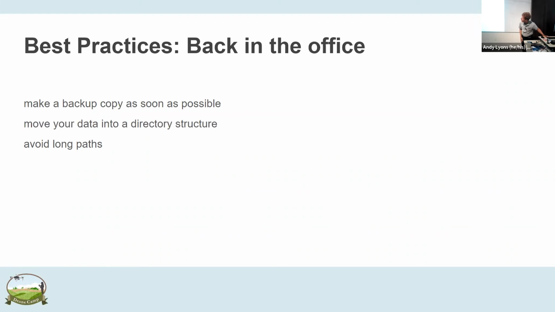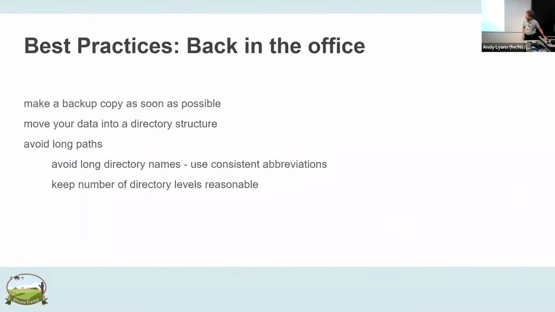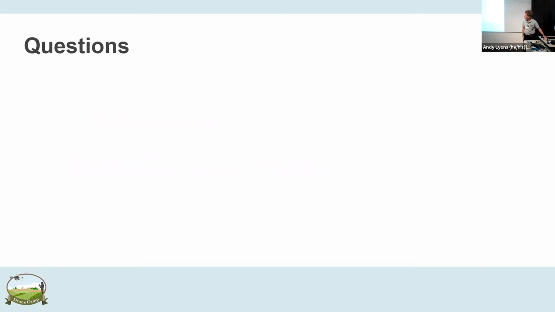Avoid long path names. We try to be consistent with abbreviations for a place or within a site, within a location, and so forth. That can help you create directories that don't have too many levels of depth, which is burdensome and can cause problems if it gets too long.